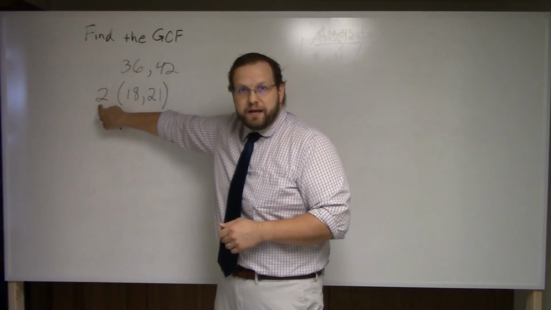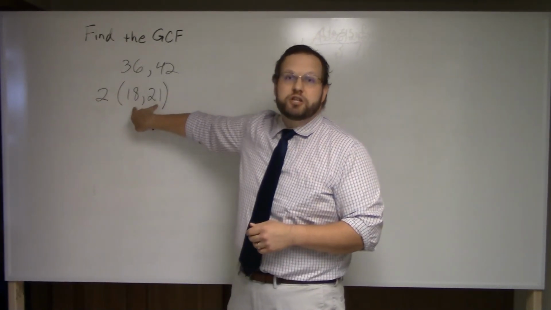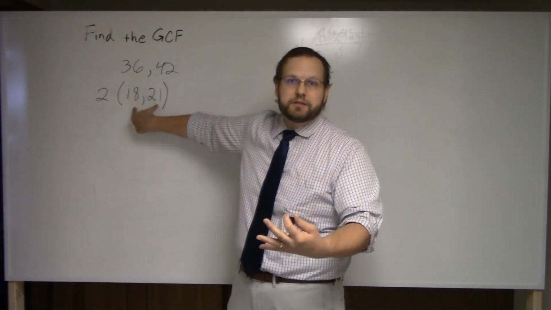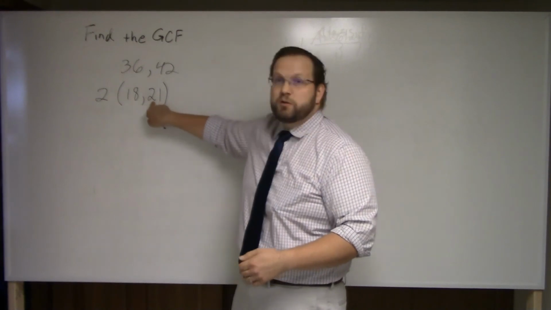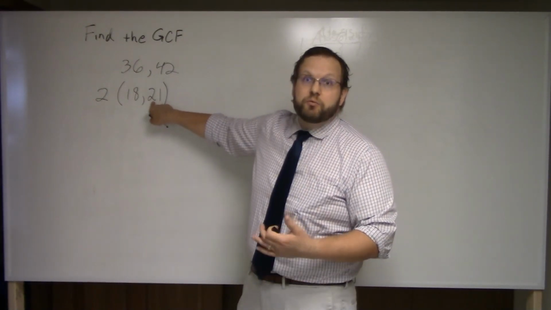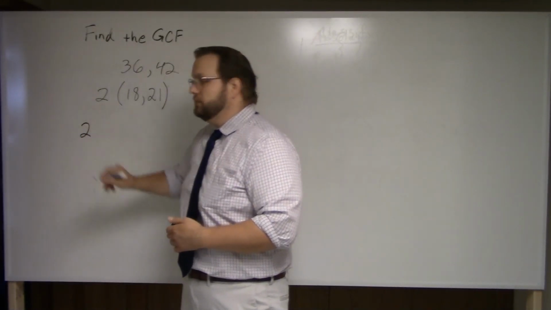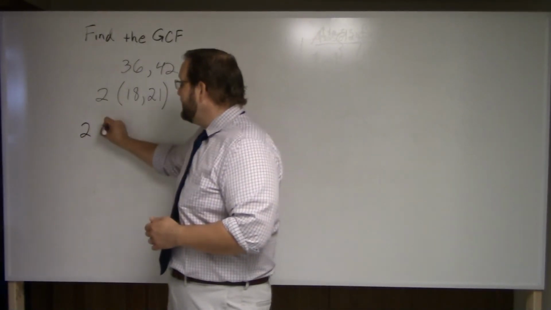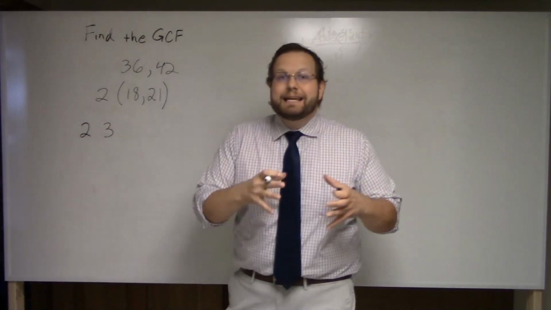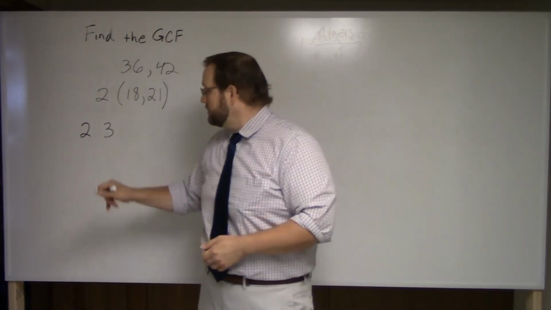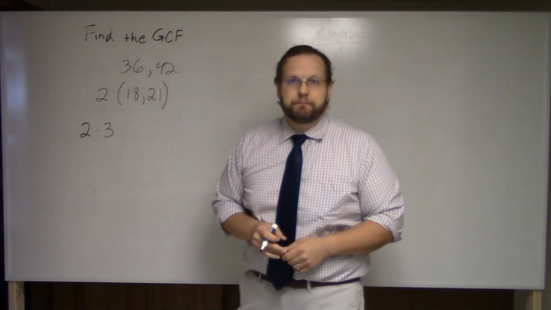42 divided by 2 is 21. This is the common factor. This is just there to help me check and verify that nothing else is there. Now notice, 18 and 21, they're not even anymore, but 3 goes into both of them. So what I'm going to do is take that 2 down, but then also take out a 3. If I take out multiple factors, multiply them.